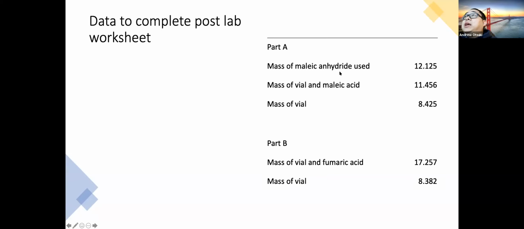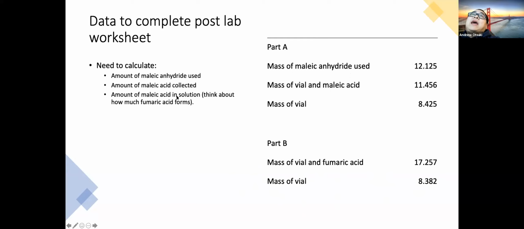So here it is, part A. You're going to use this mass of maleic anhydride to find the moles, and use it to find the theoretical yield of fumaric acid. You're going to find the mass of the maleic acid using these two values, and the mass of fumaric acid that we collected using these two values. With this information, calculate the following: amount of maleic anhydride used, amount of maleic acid collected, amount of maleic acid in solution. I'll give you a hint: think about how much fumaric acid formed. Theoretical yield of fumaric acid.